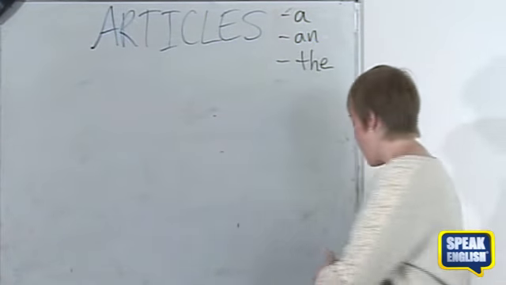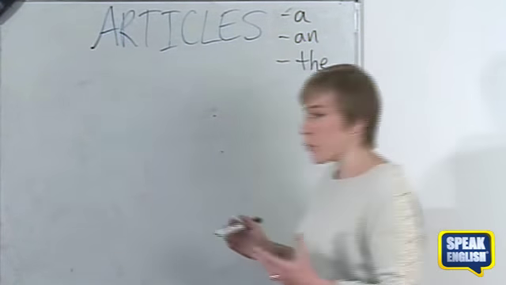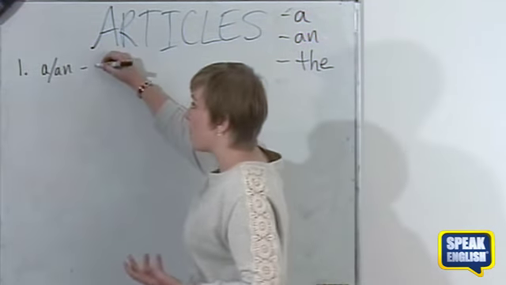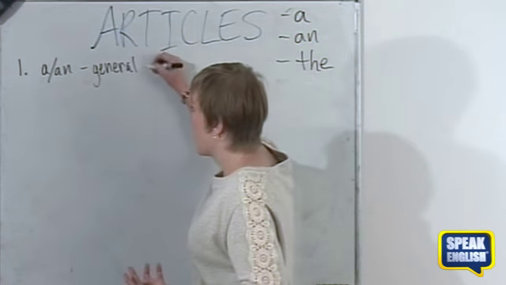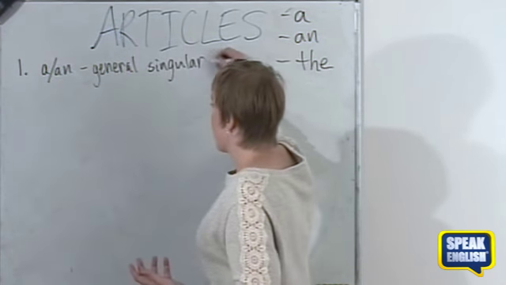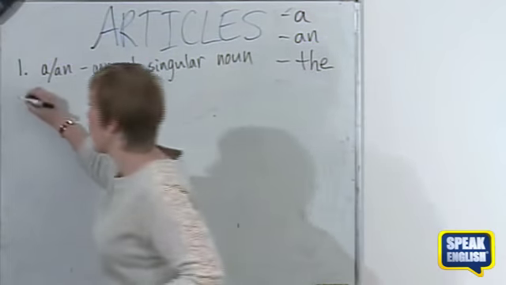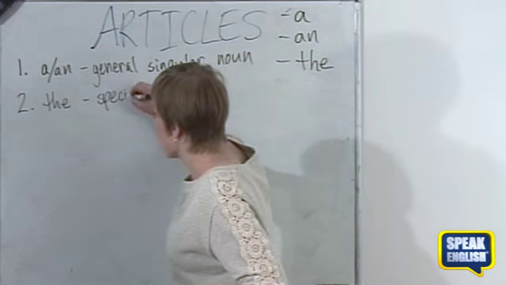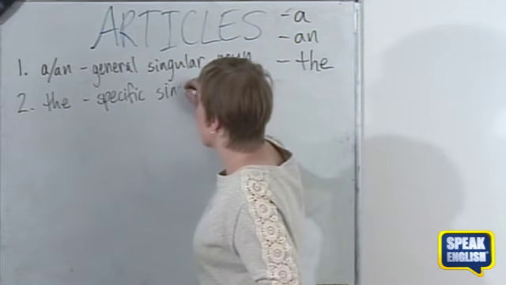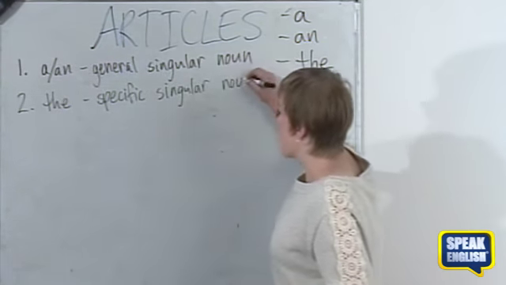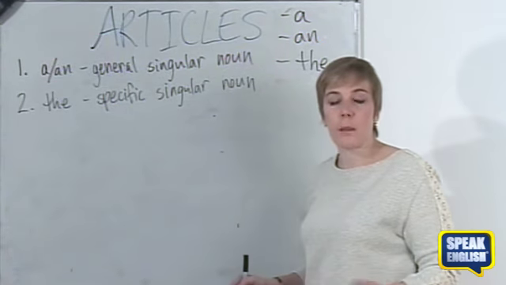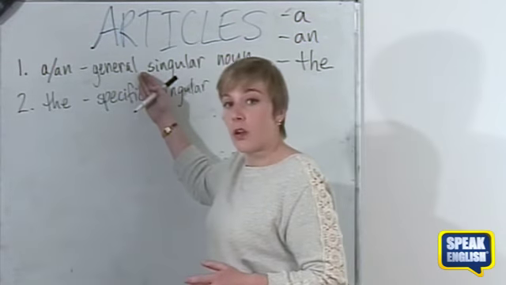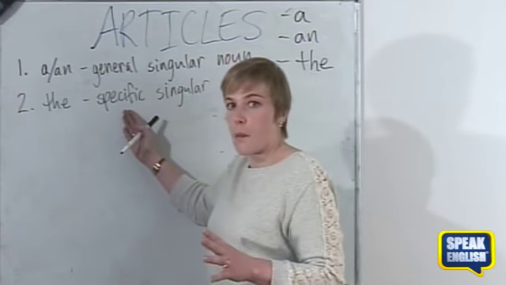So let's look at some examples. We have a few rules. Rule number 1, a and an would be for a general singular noun. Our second rule, the, is normally for a specific singular noun. So singular means you're talking about one thing, not 2, not 3, only one. And general and specific are also important.